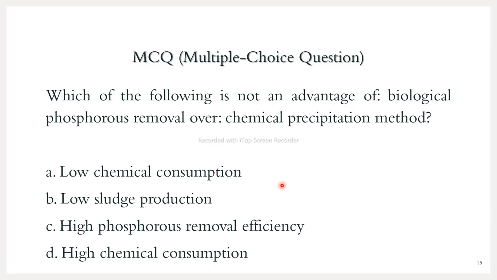Low chemical consumption should be an advantage, right? Because biological removal will definitely take less chemical as compared to chemical precipitation. So this should be an advantage. Low sludge production, I don't know. High phosphorus removal efficiency, I don't know. This should be an advantage. High chemical consumption. So just by looking at the options, you can eliminate one. This is low chemical consumption, this is high chemical consumption. These two are contradictory, right? So one of them is basically not an advantage.